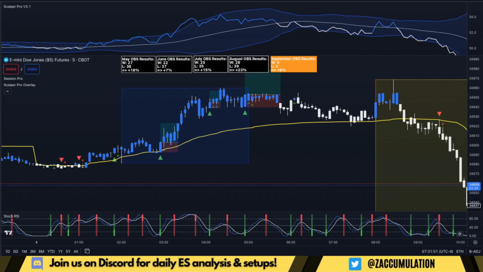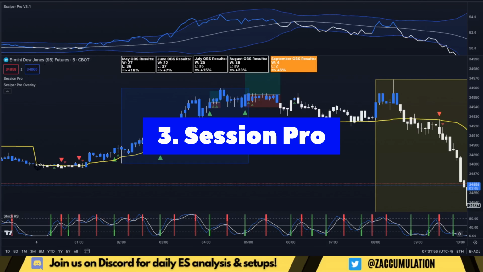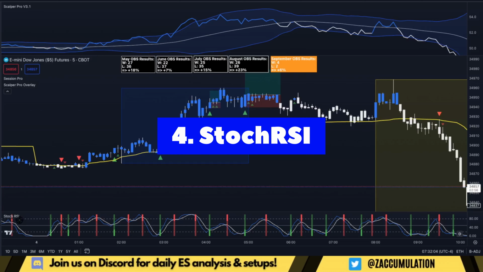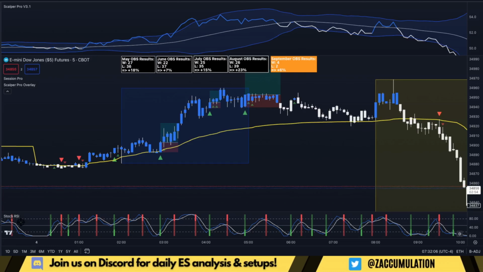And the last two indicators that you need on your chart would be the Session Pro indicator, which plots the VWAP starting from New York local time midnight on your chart, as well as these session high and low boxes. And we also need the stochastic RSI indicator, and both of them are free Accumulation Zone community indicators.